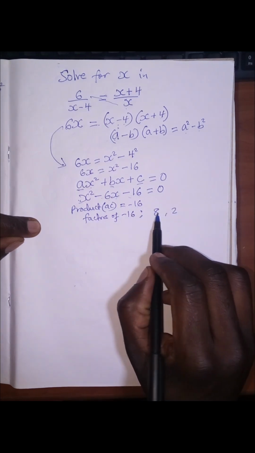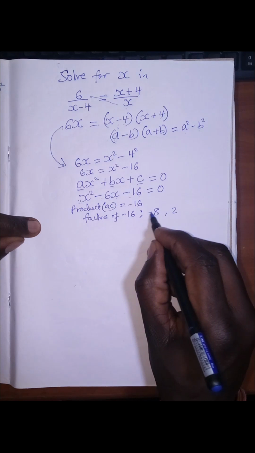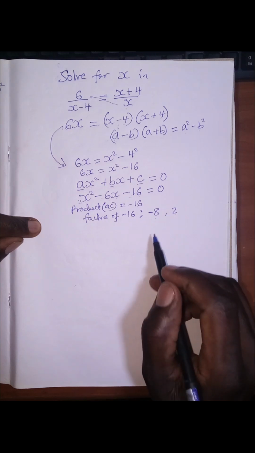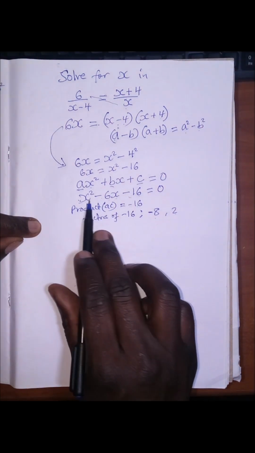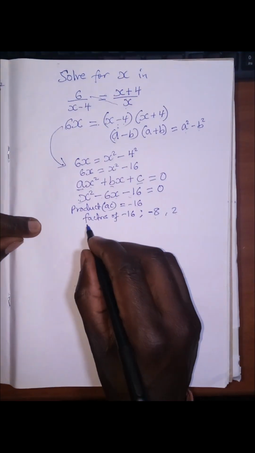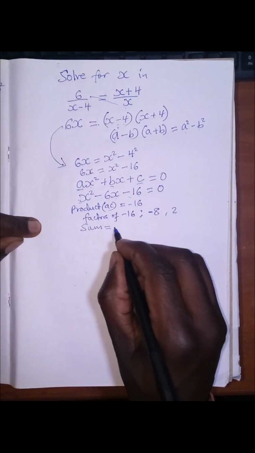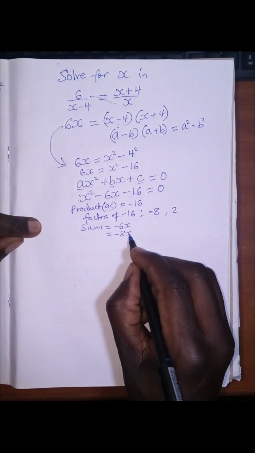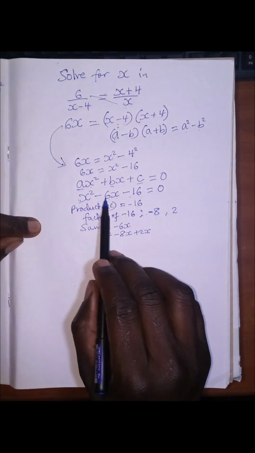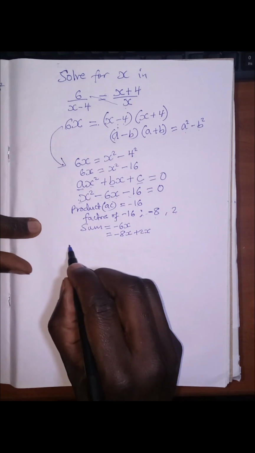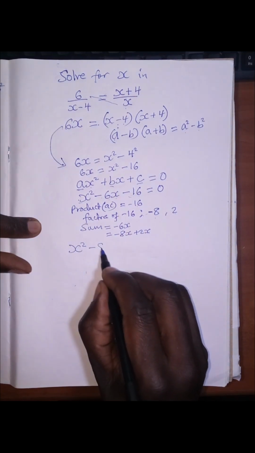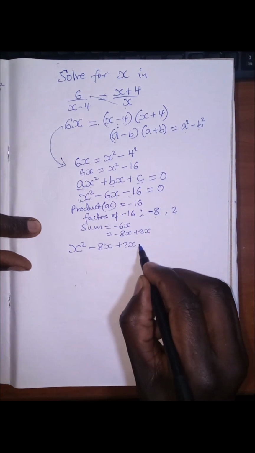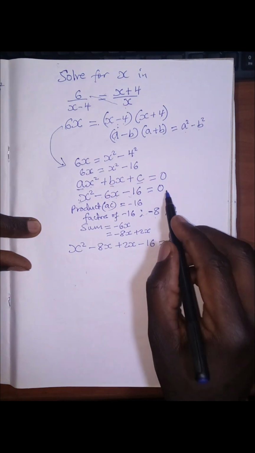Which one will be negative, so that when we add, we get minus 6? So minus 8 plus 2, which are the two factors, gives us minus 6. So we write this part in split form, such that the sum will be equal to minus 6x, and in that case, it is minus 8x plus 2x. So write this in expanded form: x squared minus 8x plus 2x minus 16 is equal to 0.